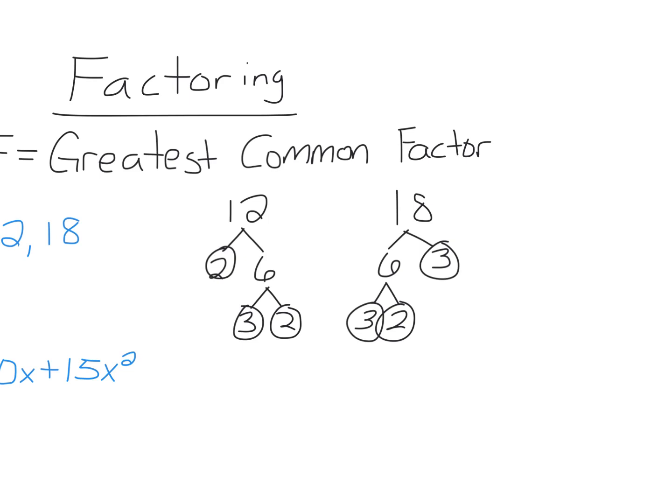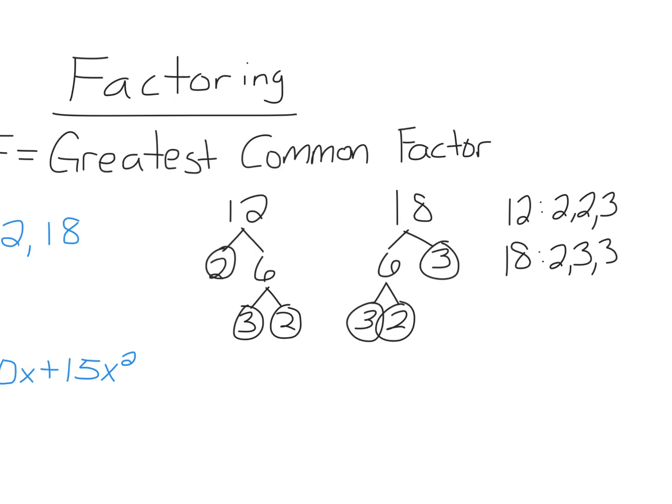Now, what you're going to make is your list. What are the things we circled on 12? 2, 2, and 3. Every one I circled, even if they repeat, I'm going to write them down. And I write them in numerical order. Okay, 18, what do we have on 18? 2 and 3 and 3.